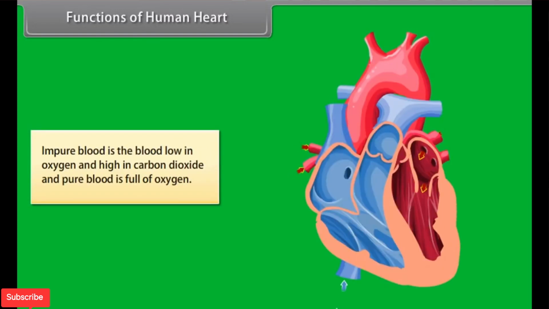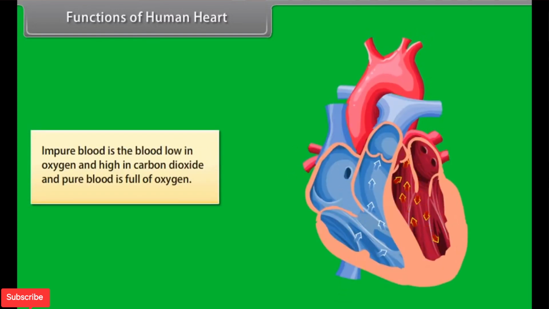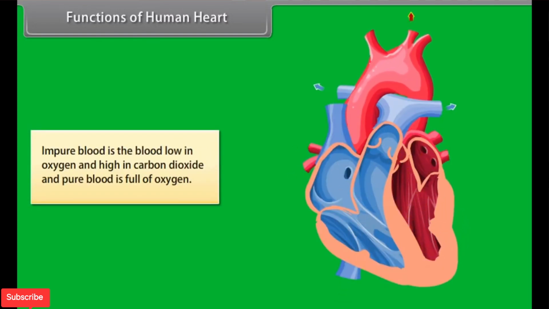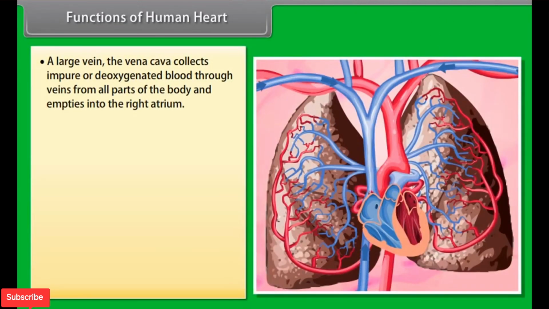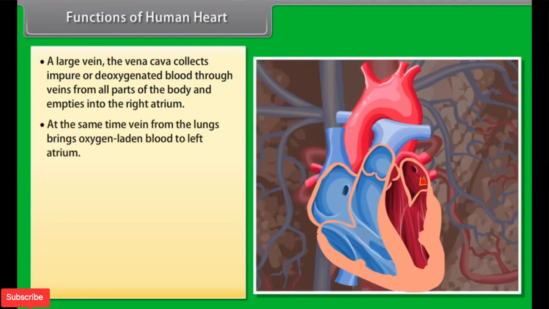Functions of human heart. Impure blood is the blood low in oxygen and high in carbon dioxide, and pure blood is full of oxygen. A large vein, the vena cava, collects impure or deoxygenated blood through veins from all parts of the body and empties into the right atrium. At the same time, a vein from the lungs brings oxygen-laden blood to the left atrium. At this time, all the 4 chambers of the heart are relaxed.